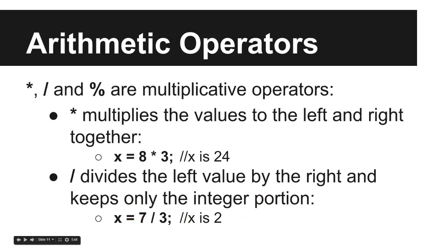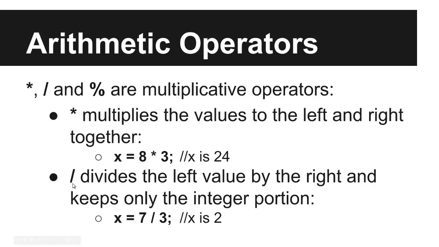The asterisk, the forward slash, and the percentage sign are all collectively known as multiplicative operators. The asterisk multiplies the values to the left and right together, and then whatever that result is, that's a single number. So with x equals 8 times 3, we first multiply the 8 and the 3 together to get 24, and then we assign 24 to x. So it's a two-step process.